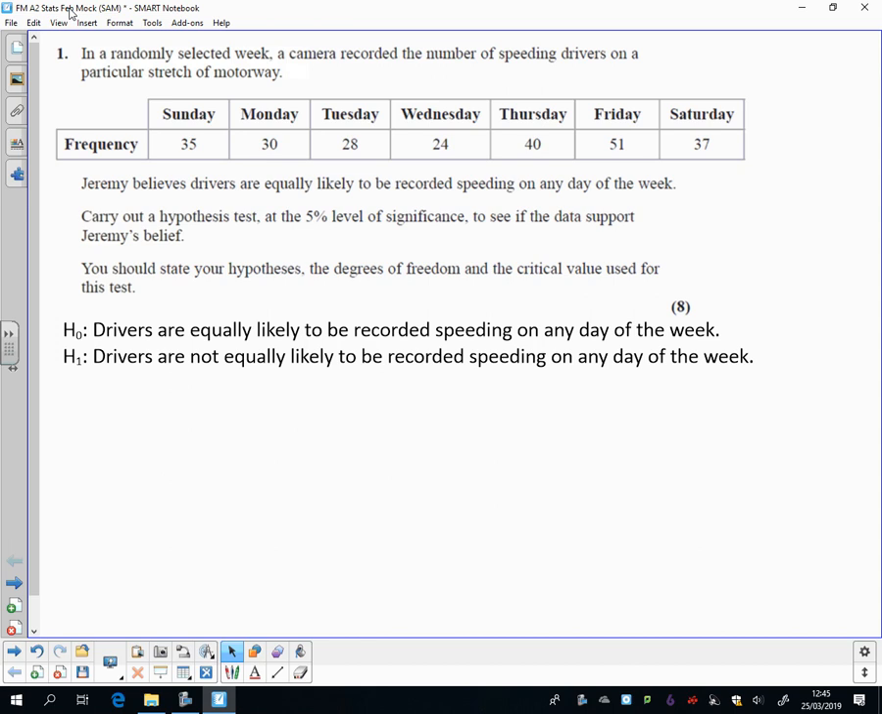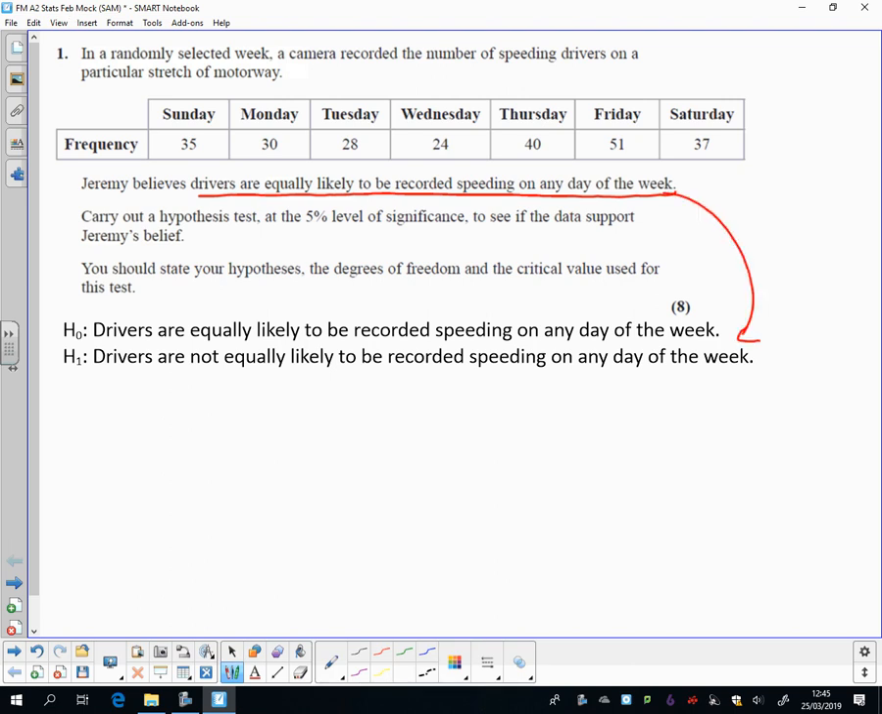Jeremy has this belief that drivers are equally likely to record speeding on any day of the week, and he wants to test this. Now, therefore, I've just copied from the mark scheme your hypotheses. Okay? And your hypothesis, yes, we're testing Jeremy's belief, but we need to put what Jeremy's belief is in the hypotheses. So literally quote the question back at the examiner.